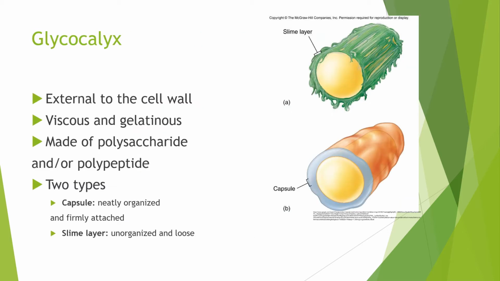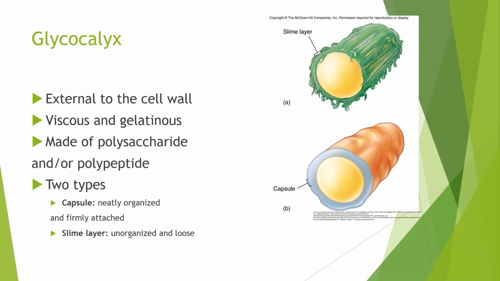Bacteria can produce and secrete something known as a glycocalyx, which is a sugar coat, and it would surround the bacteria. It would be external to the cell wall of the bacteria. The glycocalyx could be composed of polysaccharides, just basically sugars. It could also be made out of polypeptides, which are proteins, or a glycocalyx could actually be composed of both polysaccharides and polypeptides. Now, if that glycocalyx is firmly attached to the cell wall, we call it a capsule. And if it's unorganized and loosely attached, we refer to it as a slime layer.